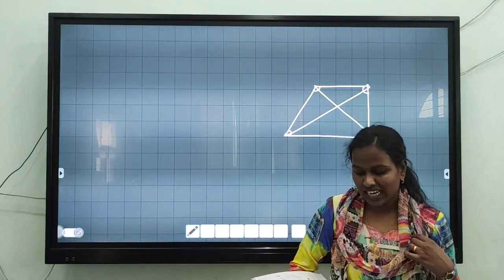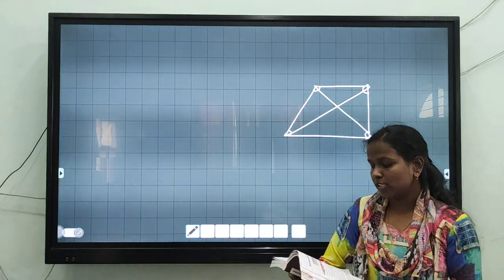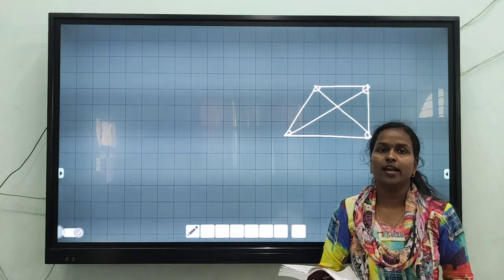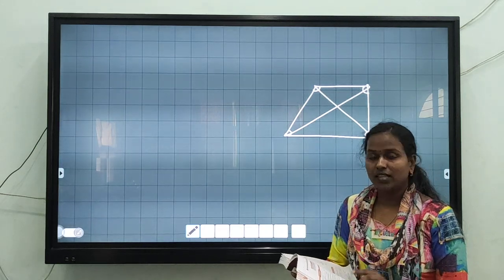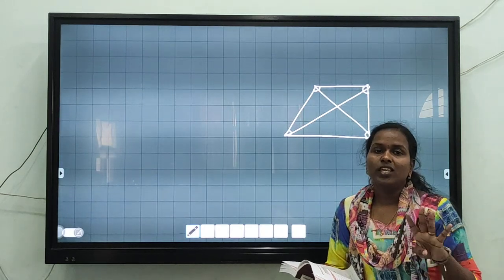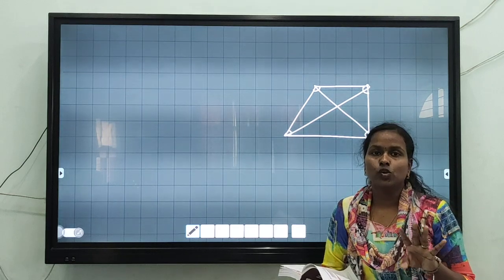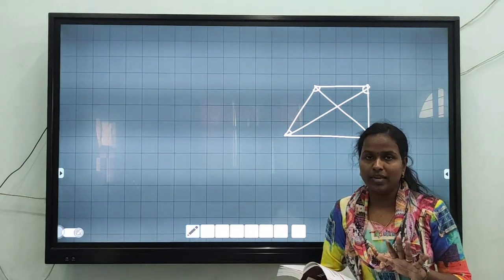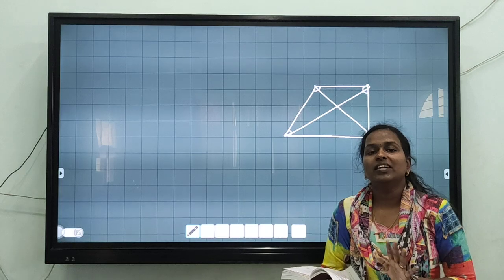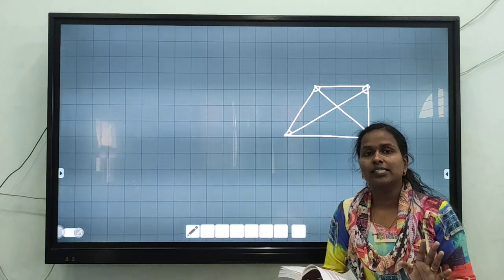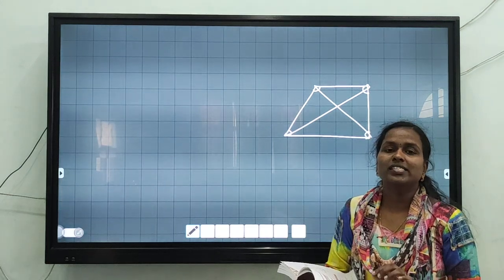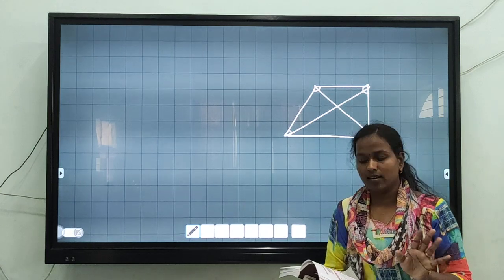See the next one: check whether the given angles would be possible angles of a quadrilateral or not. See here, in each part 4 angles are given. If we add all those 4 angles and you get the answer as 360 degrees, then that is a quadrilateral. If it is not equal to 360 degrees, then that is not a quadrilateral. You have to check whether it is a quadrilateral or not.